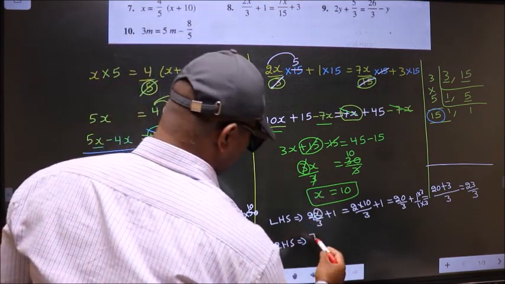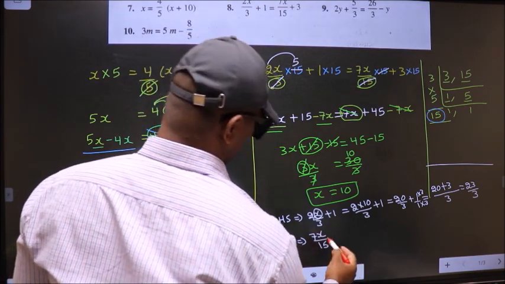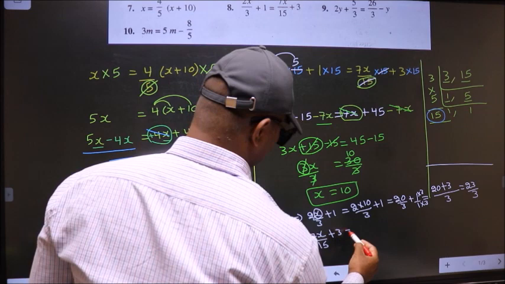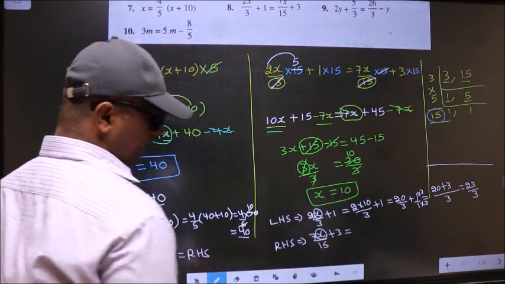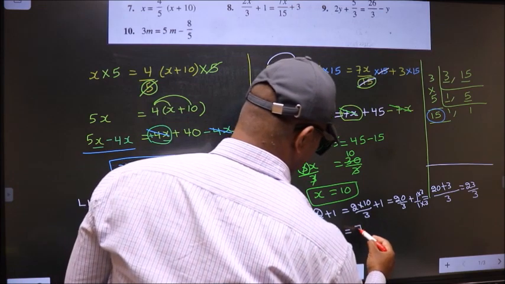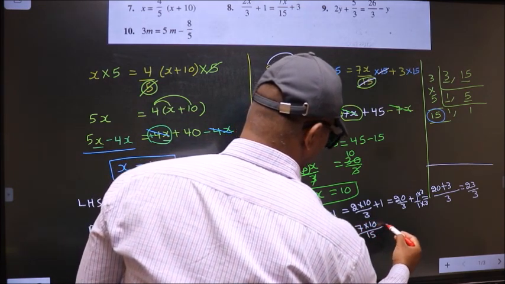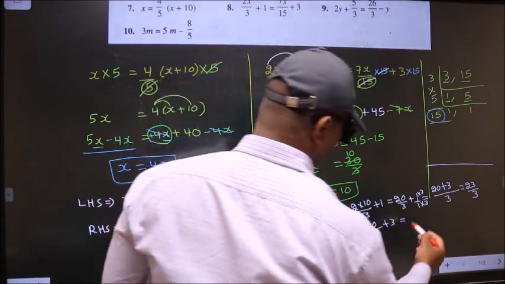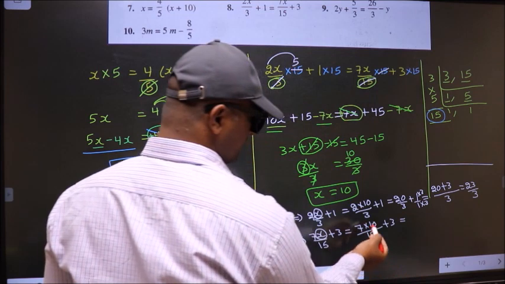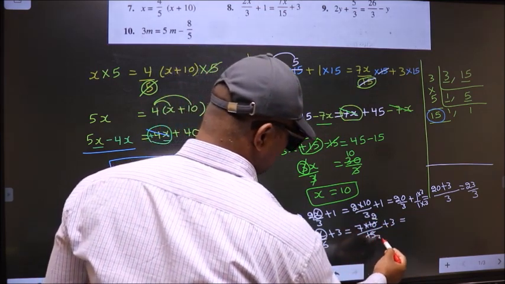7x by 15 plus 3 equal to, now in place of x we should write 10. So 7 into 10 by 15 plus 3, that is equal to 7 into 10, or else let's cancel in the 5 table. 5 2s, 5 3s.